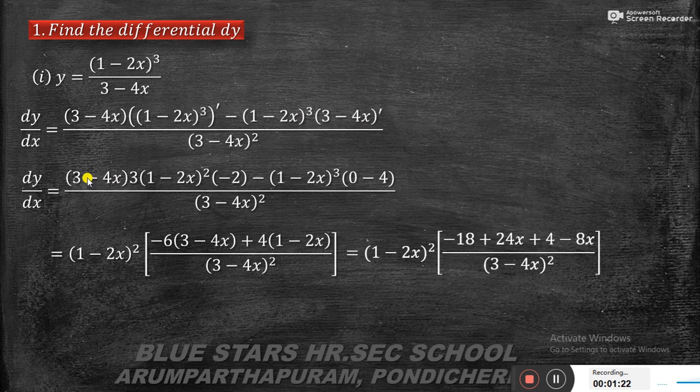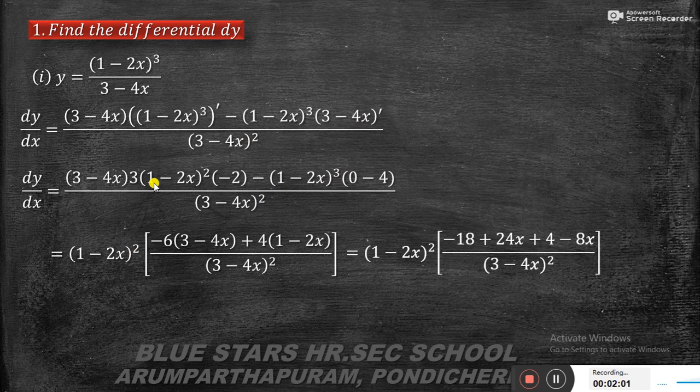The next step I write (3 minus 4x) into the differentiation of (1 minus 2x) whole cube. First I differentiate the power, so 3 into (1 minus 2x) whole square, since 3 minus 1 is 2. Next I differentiate the base. Differentiation of 1 is 0, minus 2 into differentiation of x is 1, so minus 2. Minus, next I write (1 minus 2x) whole cube. Next I differentiate 3 minus 4x. Differentiation of 3 is 0, minus 4 into differentiation of x is 1, so minus 4. Therefore I write the denominator (3 minus 4x) whole square.